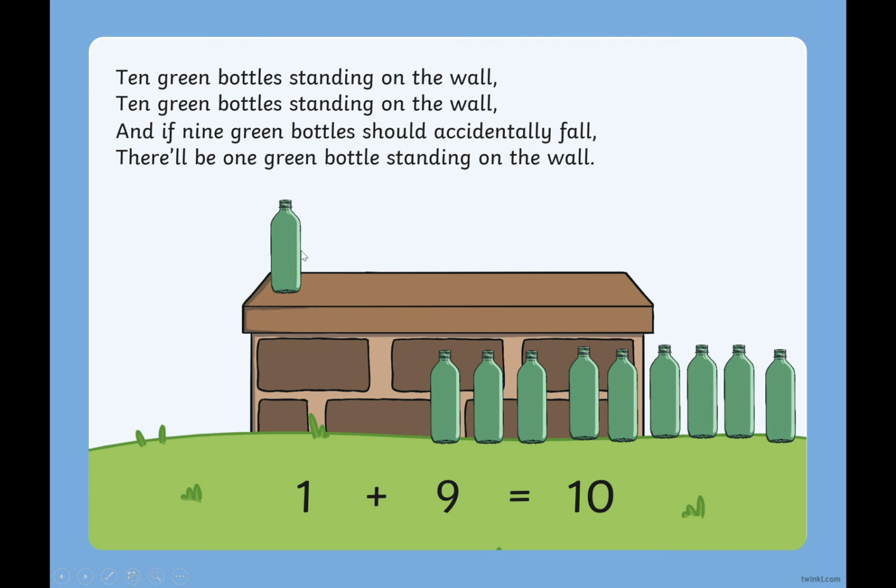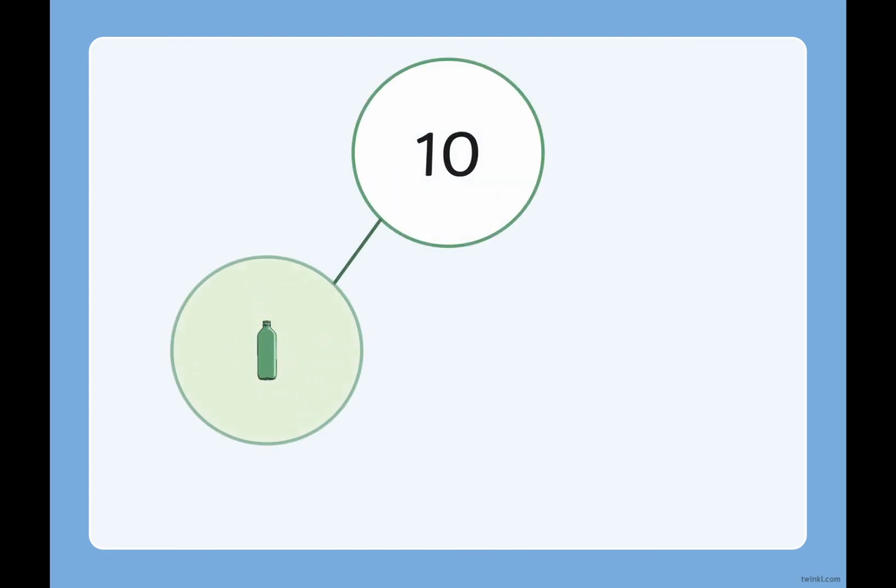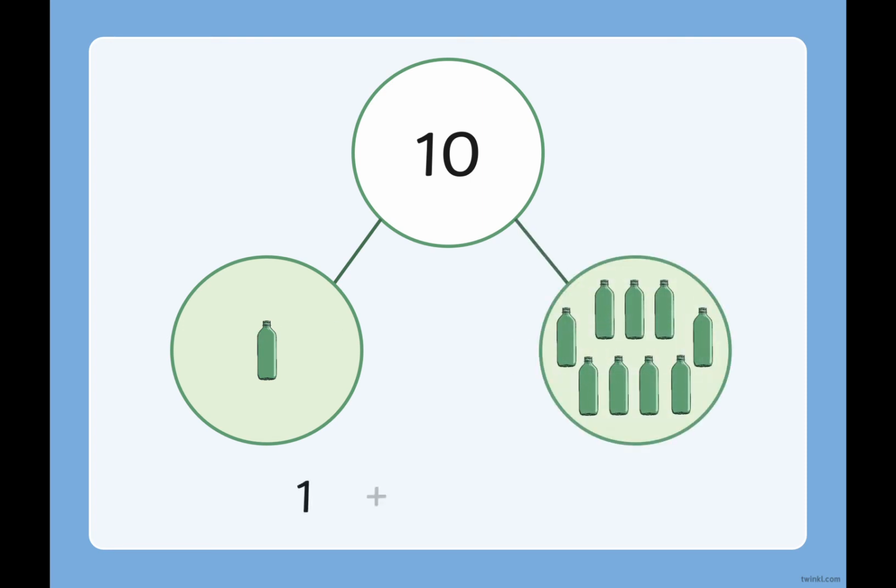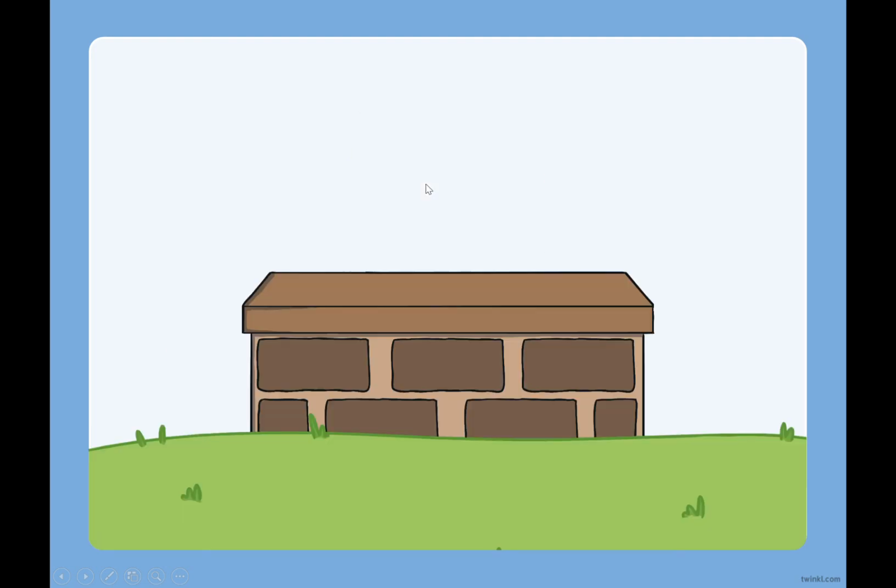So we've got 1 green bottle on the wall, and we've got 9 green bottles on the floor, which makes 10 altogether. So to make 10, you've got 1 and, can you remember what goes in here? That's right, 9, because 1 plus 9 equals 10. 1 add 9 makes 10 altogether.